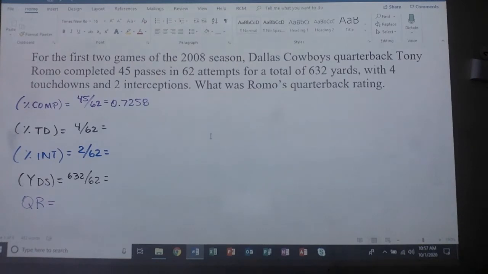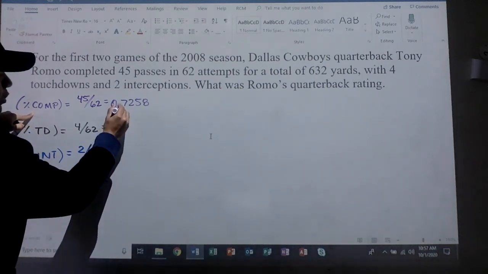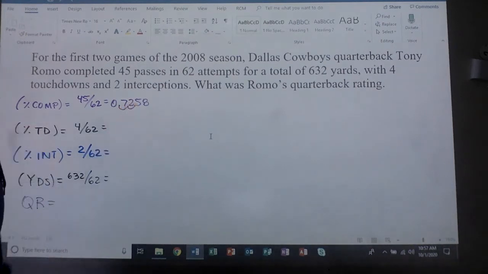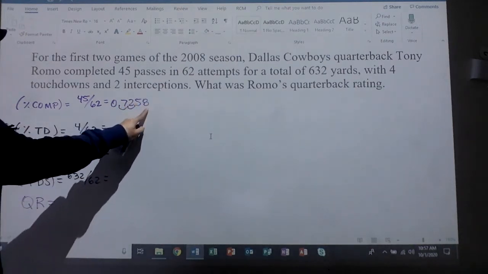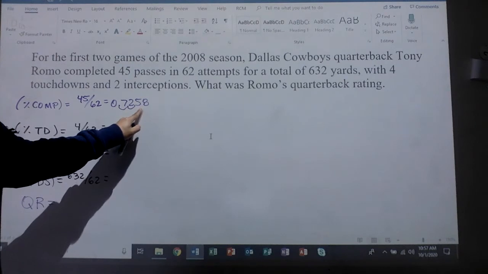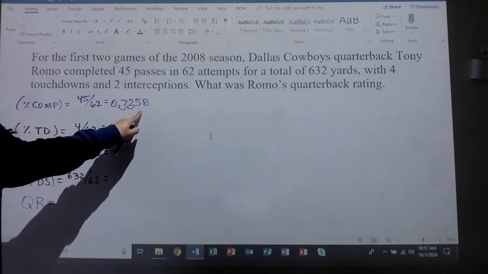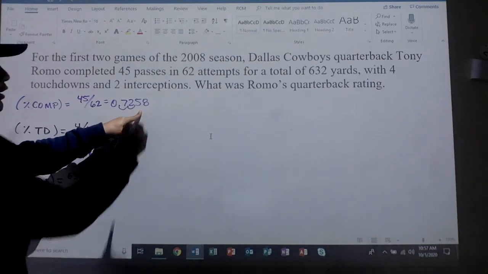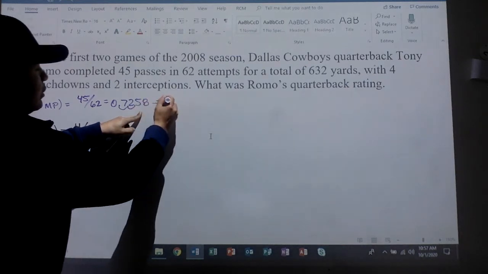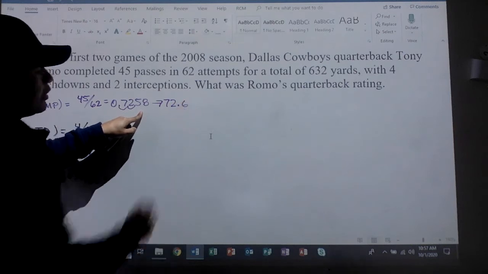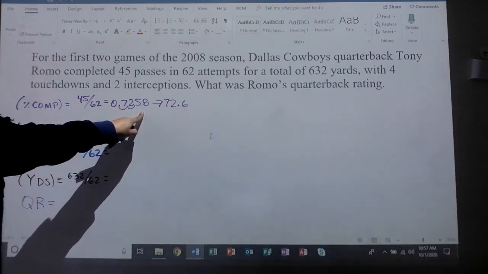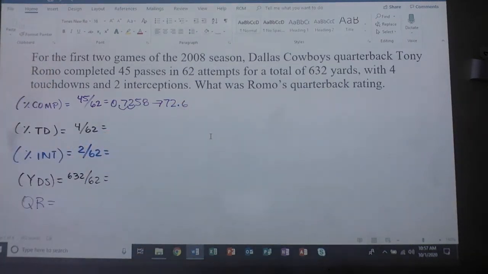So for that one, because this one is asking me about a percentage, I gotta move that decimal twice to the right. So I'm gonna do it. 1, 2. You see that 8? I'm gonna do it to 1 decimal place. So that 8, because it's higher than 5, is gonna make my 5 go up by 1. So my final answer will be 72.6. The next number, 4 divided by 62.